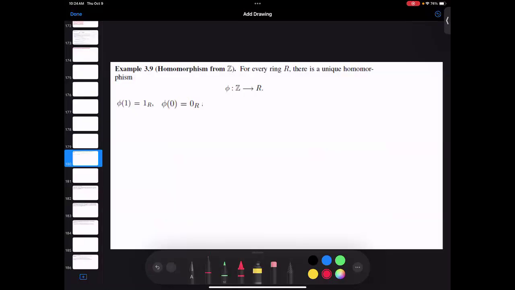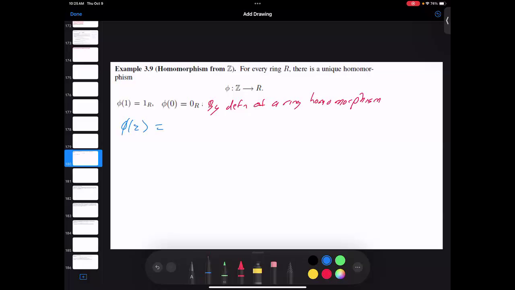This is by the definition of a ring homomorphism. So we have no choice. Now let's see if we have a choice for anything else. We know what it sends 0 and 1 to. How would you calculate phi of 2? We know what it sends 0 to, we know what it sends 1 to. Well, how should I calculate phi of 2?